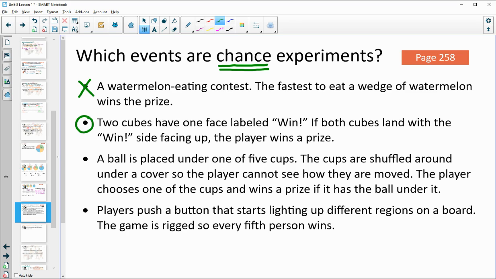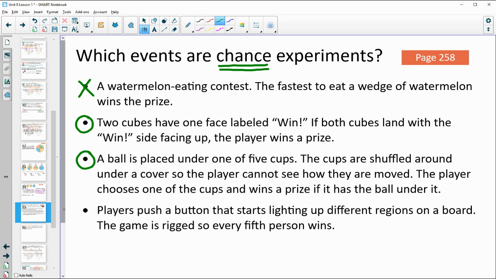A ball is placed under 1 of 5 cups. The cups are shuffled around under a cover, so the player cannot see how they are moved. So you can't just watch the cups and determine where it went. The player chooses one of the cups at the end and wins a prize. So this one is completely up to chance since they cannot see what's going on.